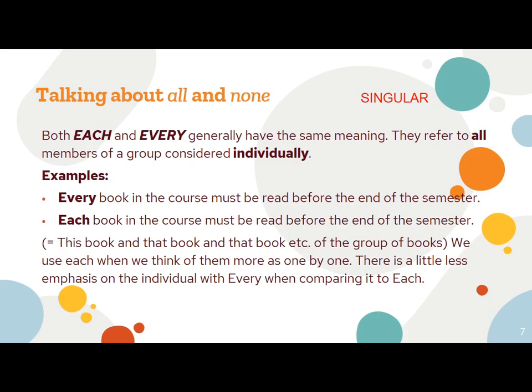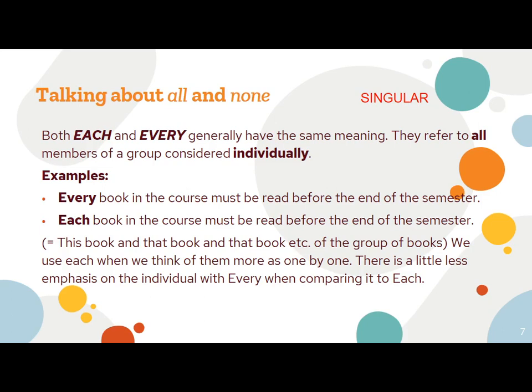So the information that we have right here is the following: both, each, and every generally have the same meaning. They refer to all members of a group considered individually. So guys, it is important that we take this into account. Every time that we use each and every, we're talking about a group of different things, but those things are going to be taken individually. Take a look at the example right here: every book in the course must be read before the end of the semester.